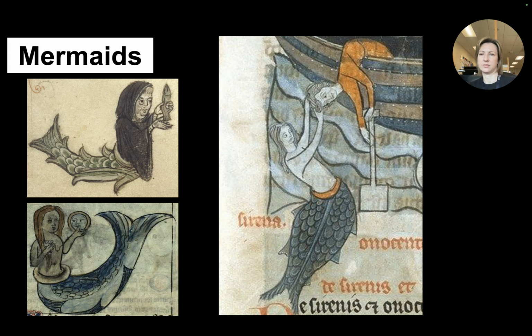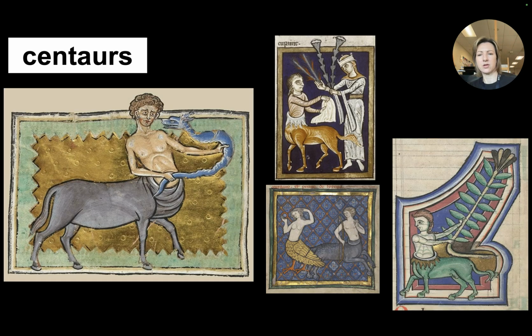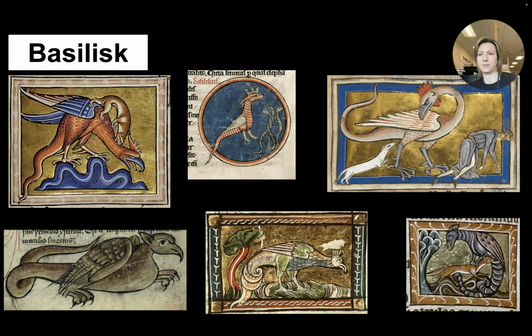Mermaids. Centaurs. So body of a horse with the top half of a person. So you can also see at the bottom down there, there's a woman looking in the mirror that has the body of a bird. So lots of different varieties of creatures. The basilisk, similar to the griffin. So this one is kind of a bird, lizard type creature.